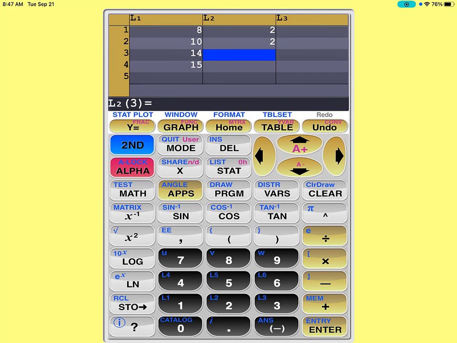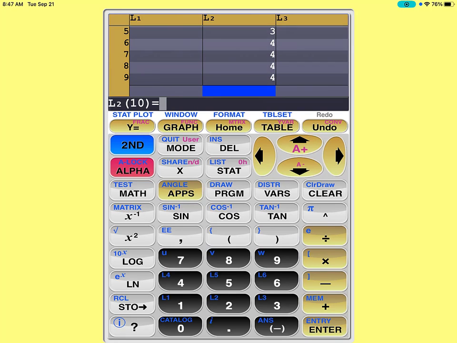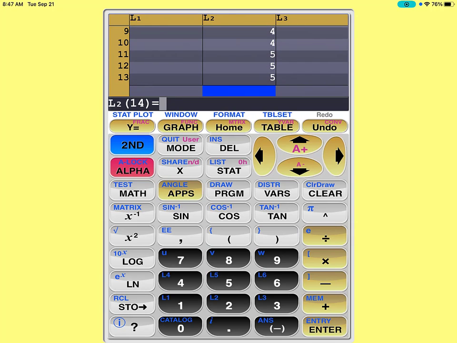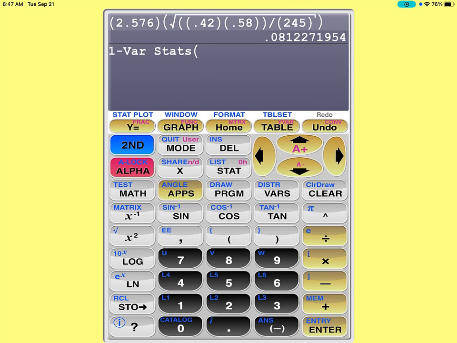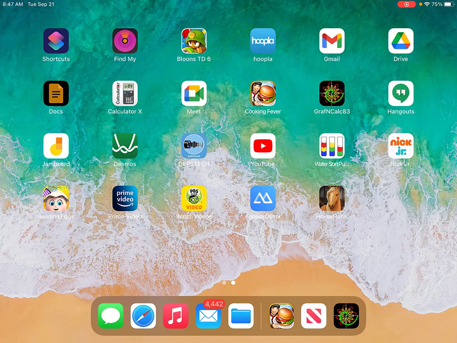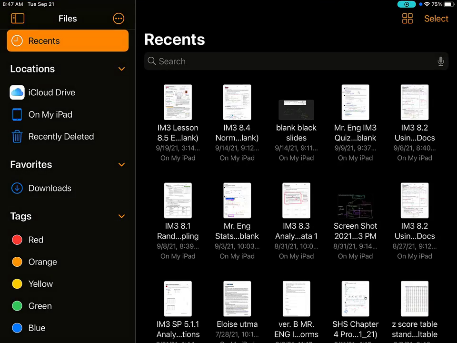So 2, 2, 3, 3, 3, 4, 4, 4, 4, 4, 5, 5, 5, 6, 6, 6, and 7. Stat, calc, one of our stats. Then I need L2, so second, number 2. And my average is 4.29.